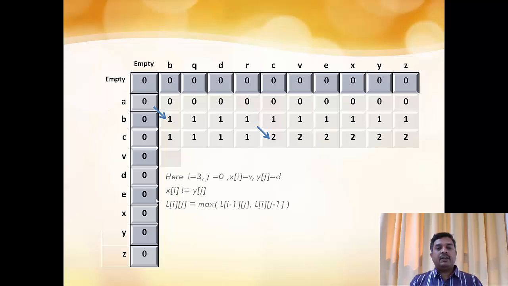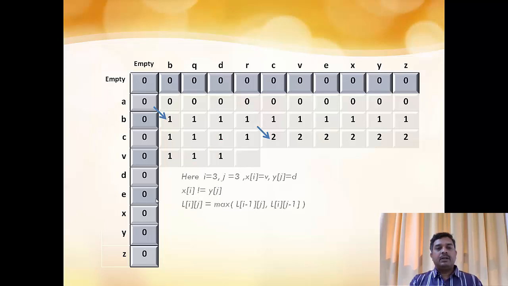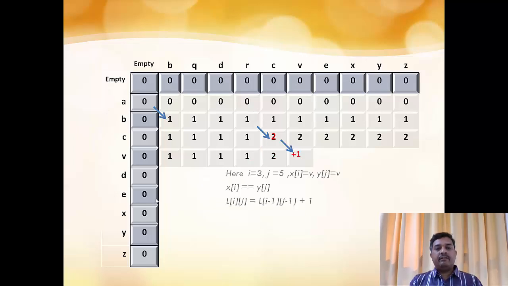So xi value is V, yj value is Q. V is not equal to Q, so we are taking maximum. V and D not same, V and R not same, V and C not same, we are taking maximum. Now the next one is V and V. So we are going to take just the above-left corner element and add 1 to it. So the value becomes 3.